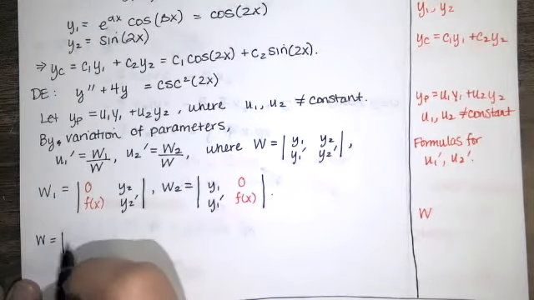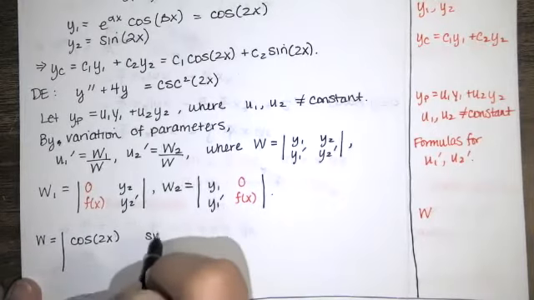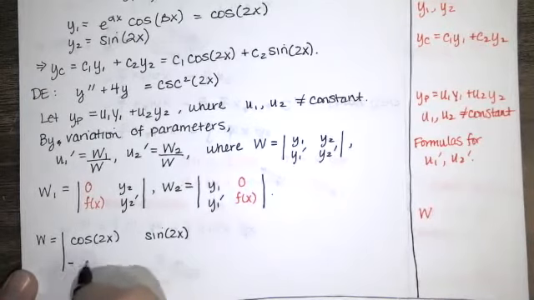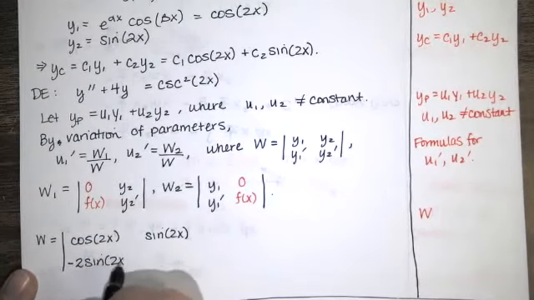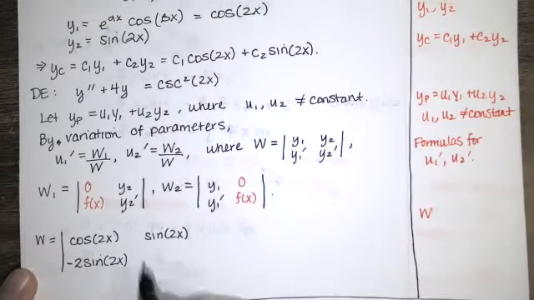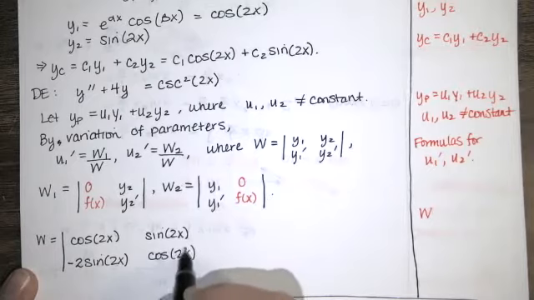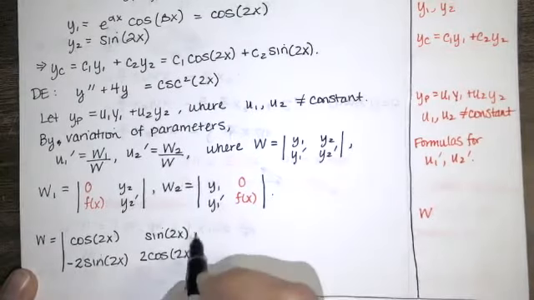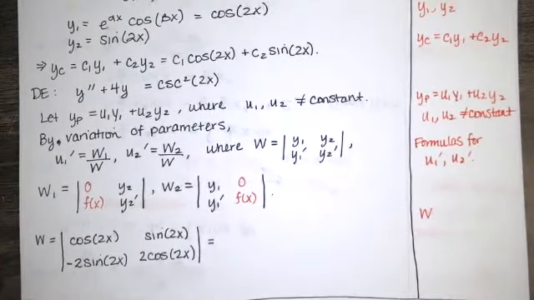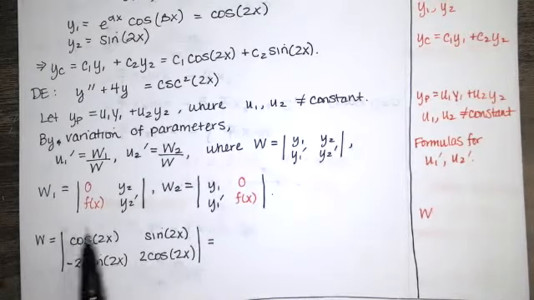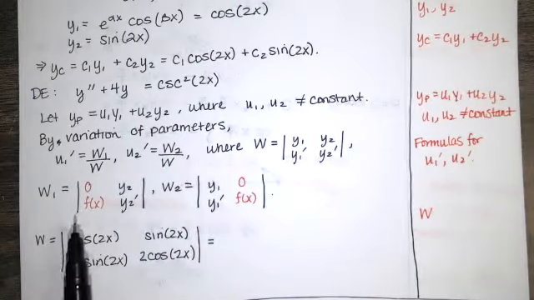Y1 was cosine of 2x. Y2 is sine of 2x. The derivative of cosine of 2x is negative sine of 2x times the derivative of the inside, which is a 2 by the chain rule. The derivative of sine of 2x is cosine of 2x times the derivative of the inside, which is a 2 by the chain rule. So this is this expression here, just evaluated at those particular functions, y1 and y2.